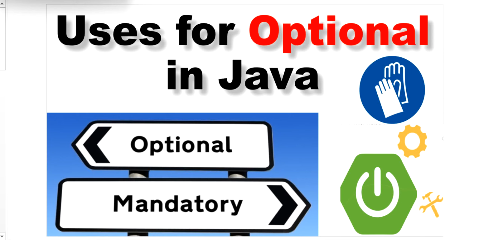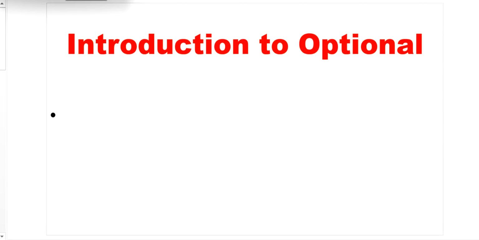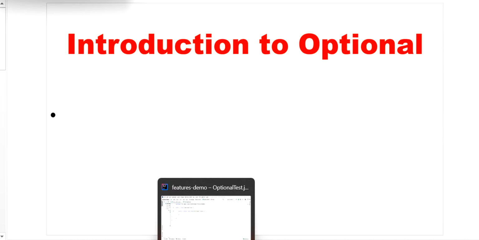Today in this video we are going to learn uses for Optional in Java. First we will discuss what is Optional and why we need Optional. Optional is a wrapper class with a very simple functionality, and the main purpose of this class is to provide a type level solution for representing optional values instead of null reference. In this video we will discuss the main methods of the Optional class like orElse, get, and isPresent. Okay, let's start to write the code.